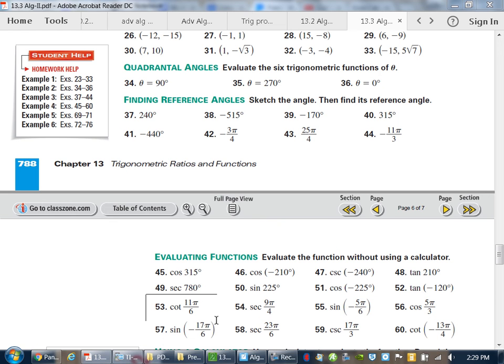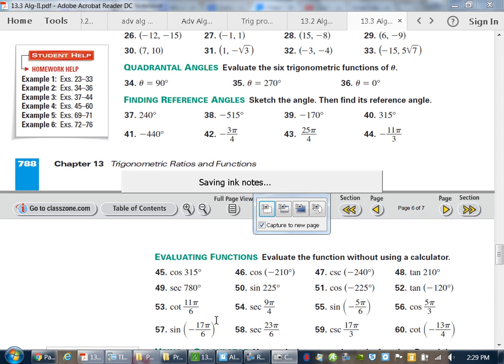Cosine of 315. 315, as you come around, gets you to the fourth quadrant. You're 45 degrees off, so if you're down 45 degrees, there's your reference angle. Is cosine positive or negative in the fourth quadrant? Positive. What's the cosine of 45 degrees? Root 2 over 2. Okay. That's what we were doing, and this is what you've been doing all along. You know what these values are because you had to figure that out to solve the equations.